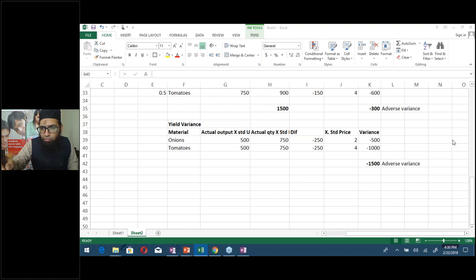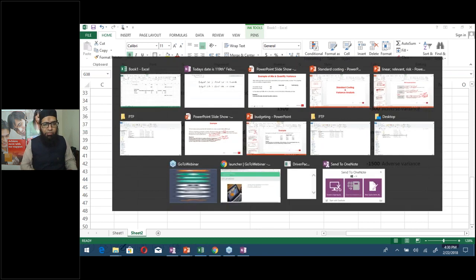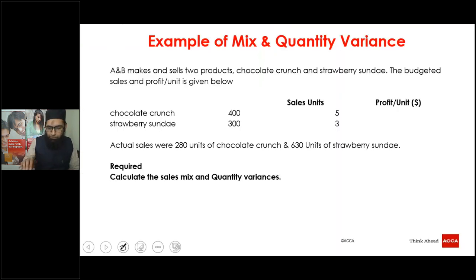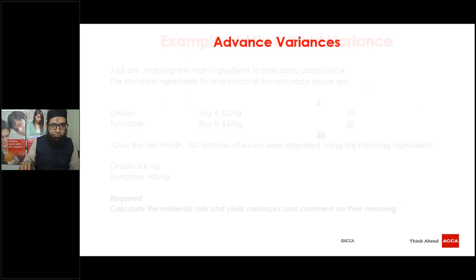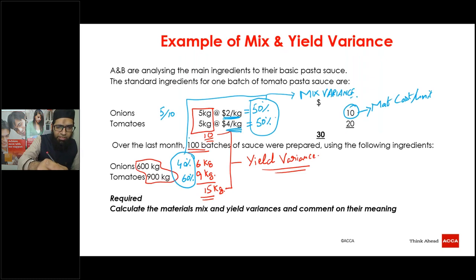There's one more question, asking to explain the actual output. Dear, the formula for actual output into standard usage is very simple. We simply multiply the actual number of units with the standard usage. If we look at the example, this is my actual output, the actual batches that I have produced, and this was 100. It was provided in the exam.